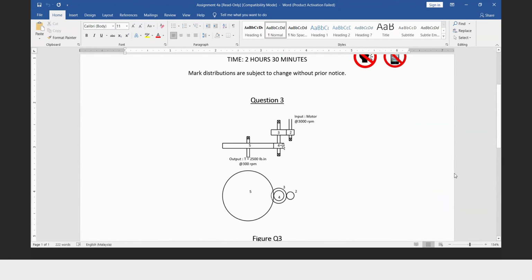You have an input motor of 300 RPM. Gear 2 is the input, and it drives gear 3. Gear 3 and gear 4 are on the same shaft, but gear 4 drives gear 5. Because the output speed is already given in this question, you don't have to find it. They've given the 300 RPM already.